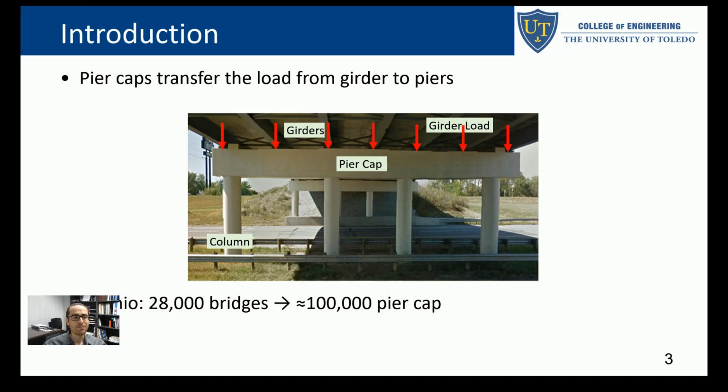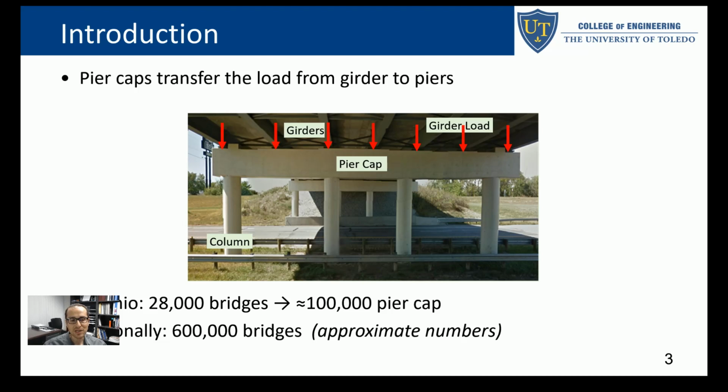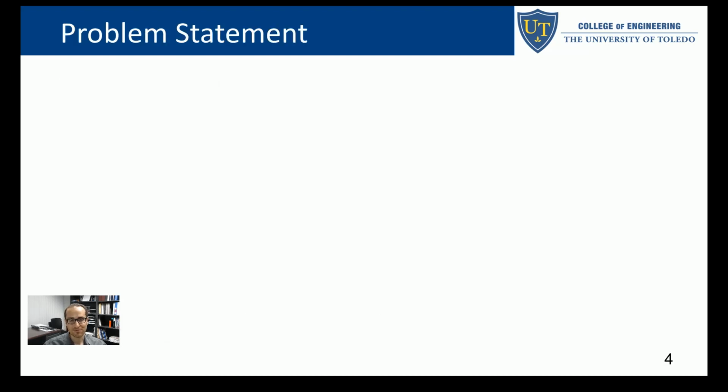So in Ohio, we have approximately 28,000 bridges. And if you account for a minimum of 3 pier caps per bridge, that's 100,000 pier caps. It's just a large number. It's a statewide number. If you look at it nationally, 600,000 bridges, and if you multiply this by 3, you are going to get almost 2 million minimum number of pier caps. So it's a lot of pier caps we have.